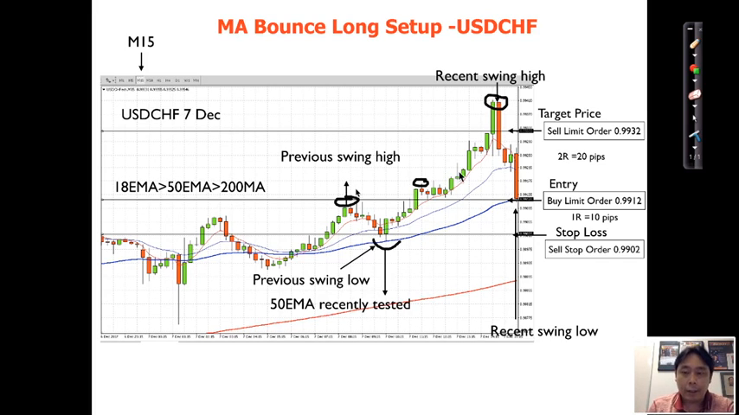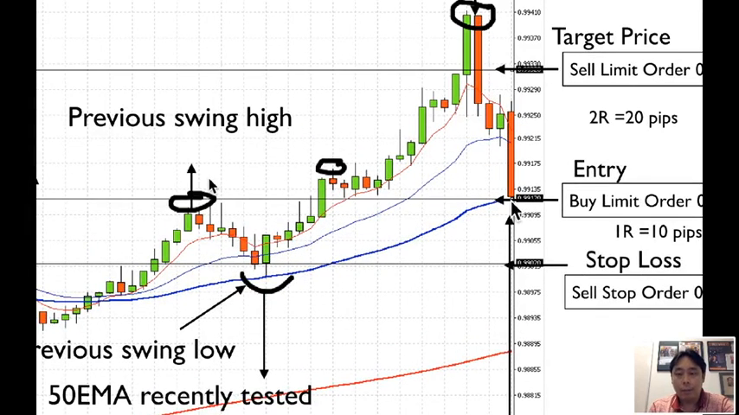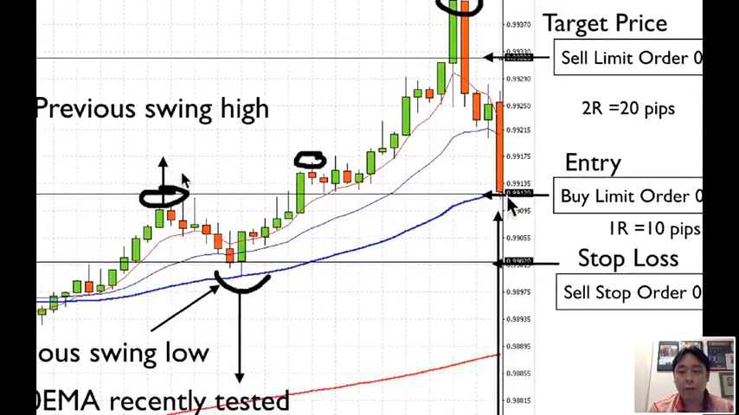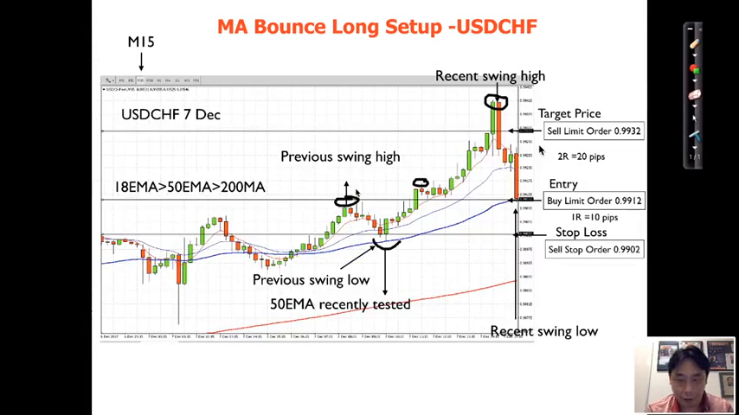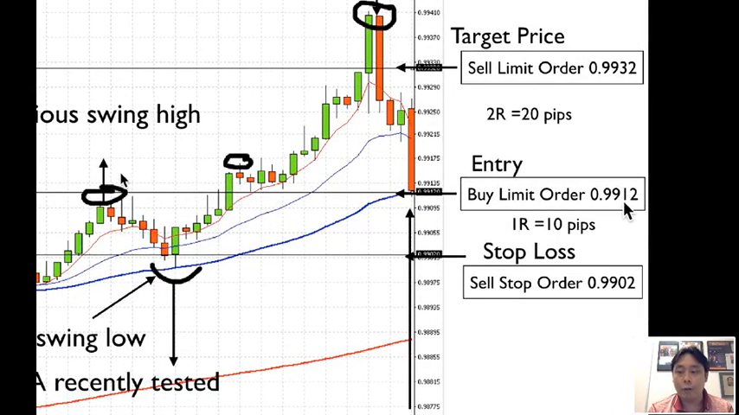Next, my recent swing low, which is my intended entry price at the 50 moving average, is higher than the previous swing low. So again, higher highs, higher lows, clear uptrend pattern. The 50 moving average having been tested before gives me confidence that it would bounce off the 50 moving average. So I place my buy order at 9912.